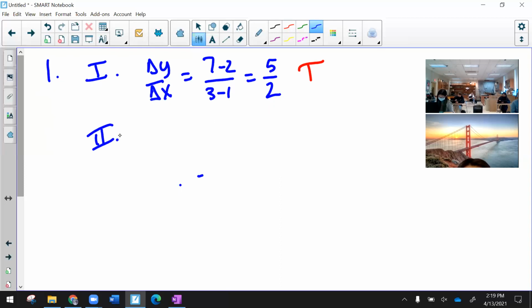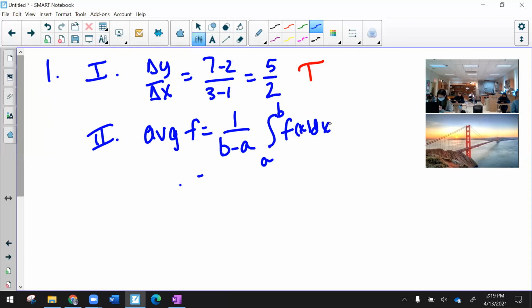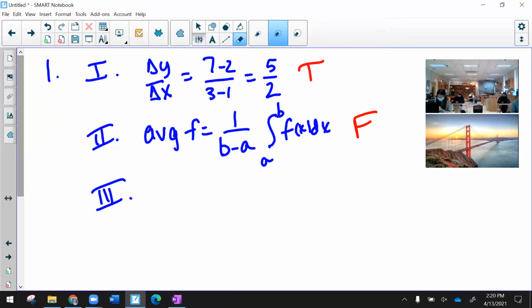Roman numeral 2, the average value of f is 9 halves. Recall that the average value of f is 1 over b minus a times the integral from a to b of f of x dx. Okay, so I know what a and b are, but I don't know what f of x is. So there's no way I can actually answer that. So I'm going to say that it is therefore false for the moment.